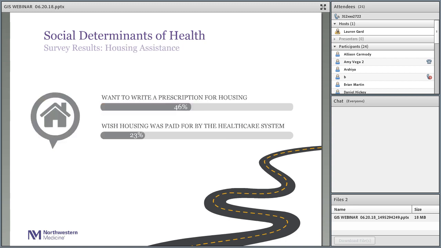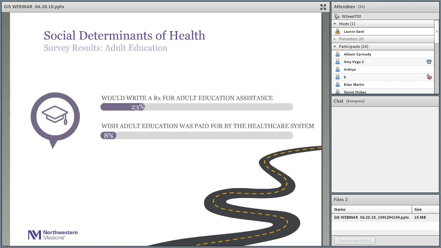Housing assistance was perceived to be less of an issue. I don't know if that's because it is less of an issue in the communities that we're serving, or if perhaps we're just not fully addressing that. I think the same can be said about adult education. Is it less of an issue, or are we making some assumptions about the patients that we're seeing every day?